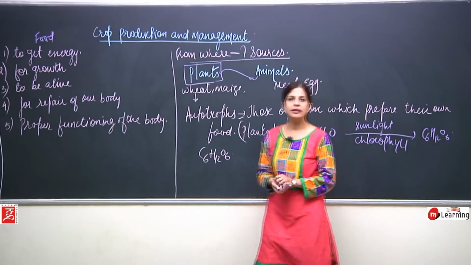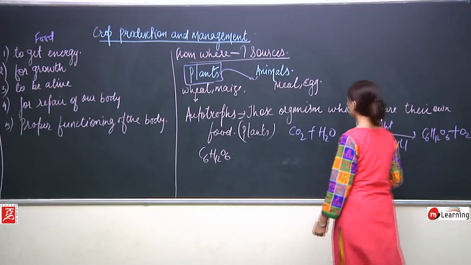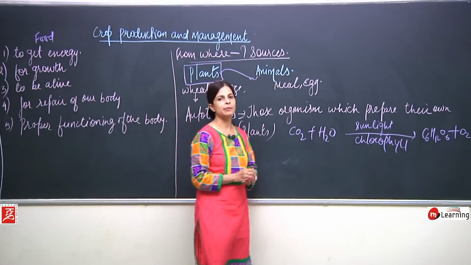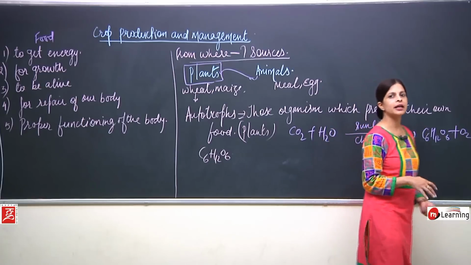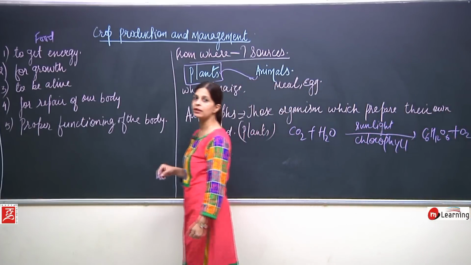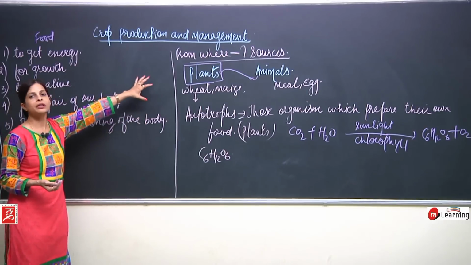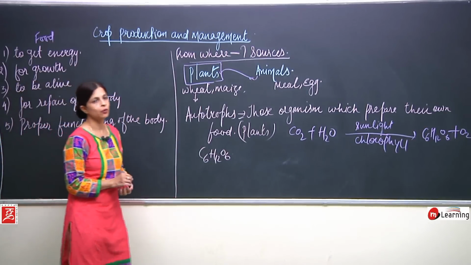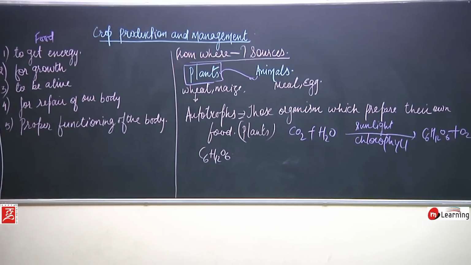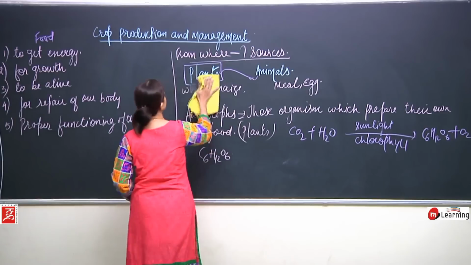And I should also write here O2. Again, it is not a balanced equation, it is a skeleton equation. By using carbon dioxide and water in the presence of sunlight and chlorophyll, glucose is formed and oxygen is a byproduct that is removed, which is used by us. So the main thing: autotrophs, only the plants are the ones which can prepare their own food. How we can get more food, we will learn in the further topics.